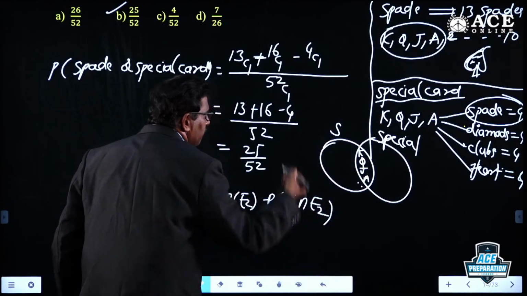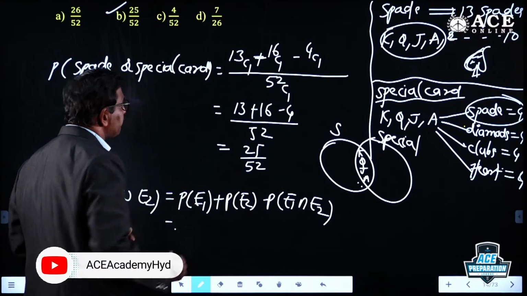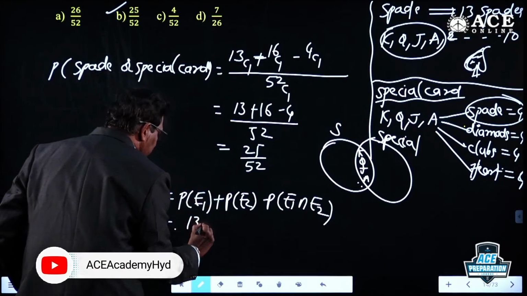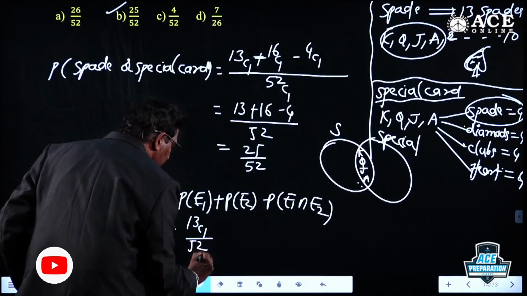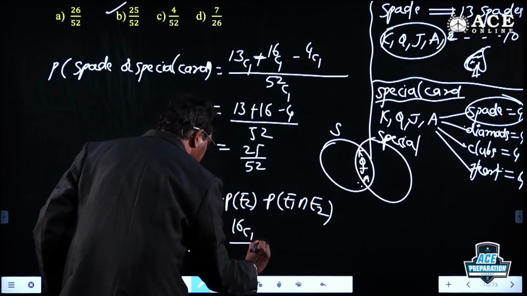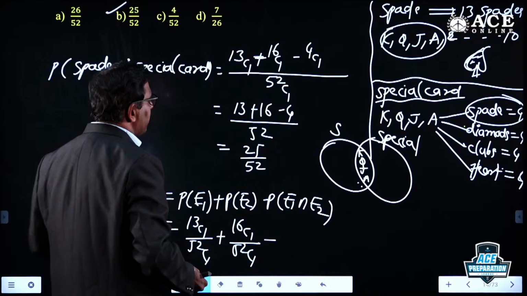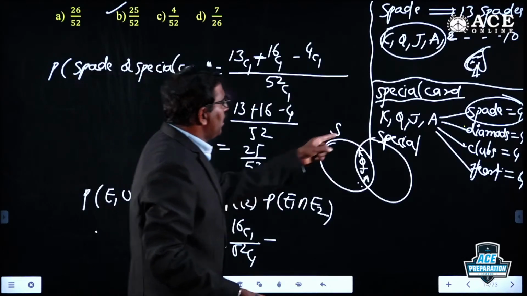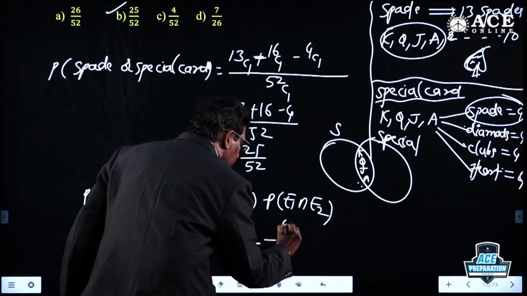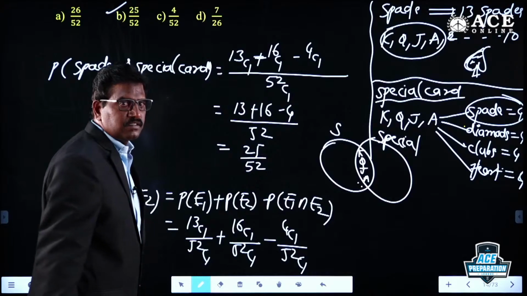How does it come? From this logic only. P of E1 means how many spade cards are there? 13 C1 by 52 C1 is the probability. How many special cards are there? 16 C1 by 52 C1. Minus, how many spade cards are also special cards? There are 4 spade cards which are special cards also. That is 4 C1 by 52 C1. Same answer or not? Same answer.